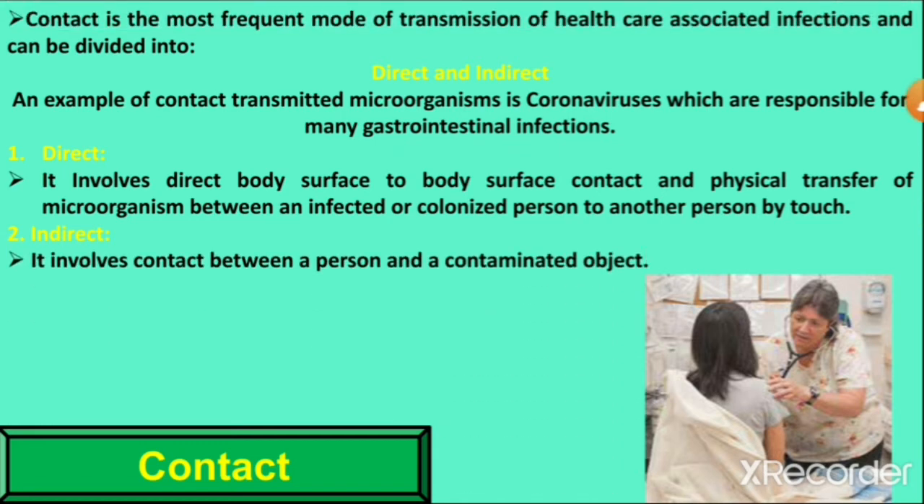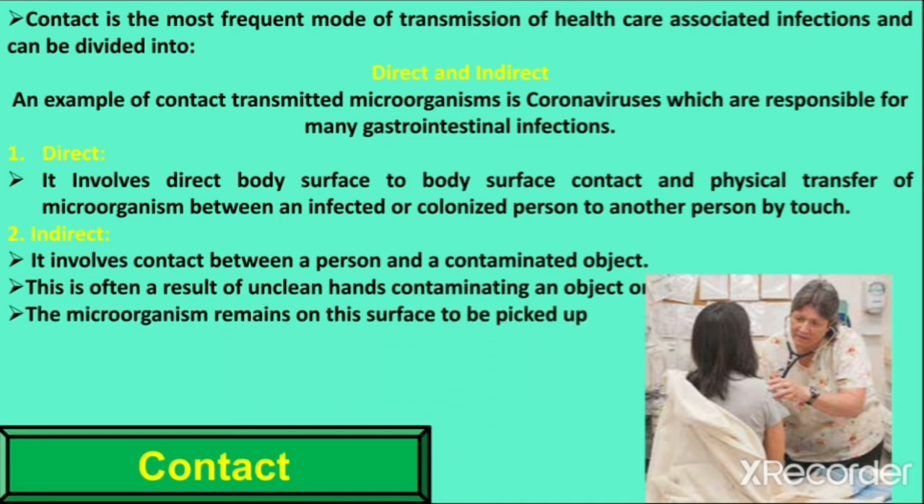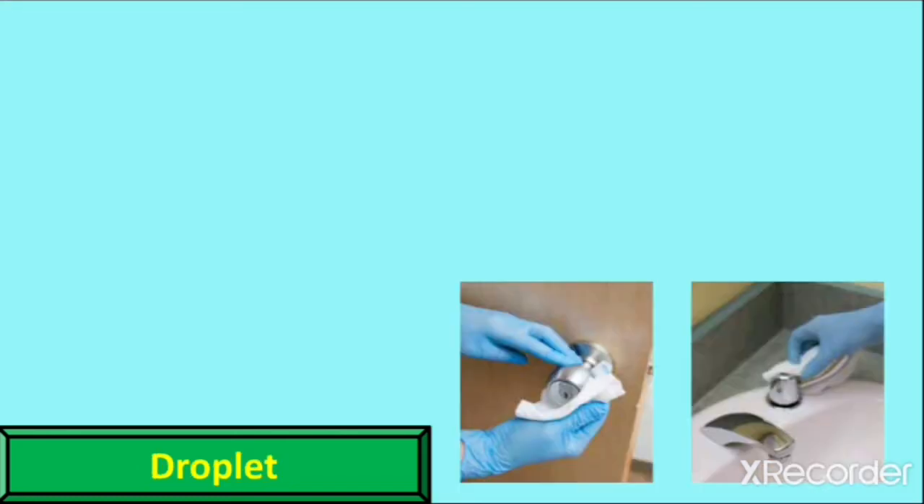Another one is indirect. It involves contact between a person and a contaminated object. This is often a result of unclean hands contaminating an object. The microorganisms remain on the surface to be picked up by the next person who touches it.